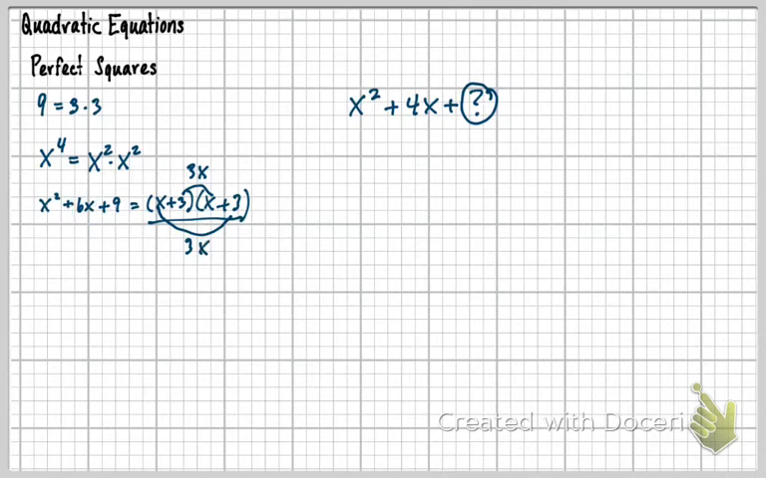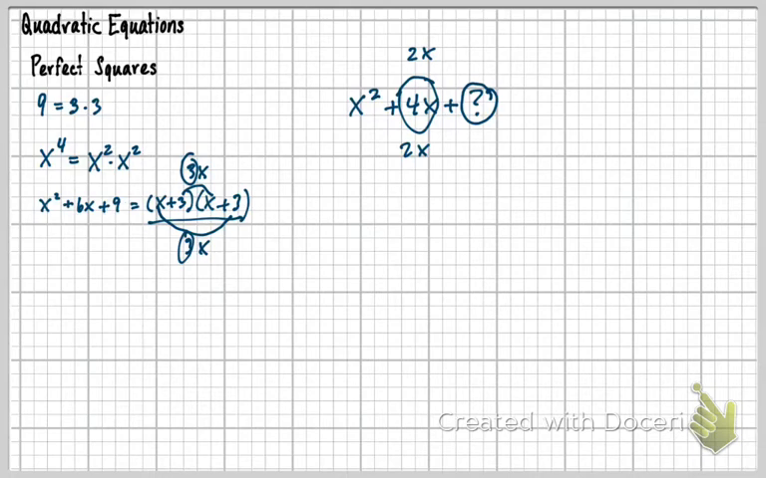Okay, so I'm going to leave that there. So now for this one, notice I want this middle to be a 4x. So what does that mean? That means this is going to have to be a 2x, and that's going to have to be a 2x. Okay? And that was a 3x and a 3x. And what did I do with those 3's eventually? To get the last number, I had to multiply them.